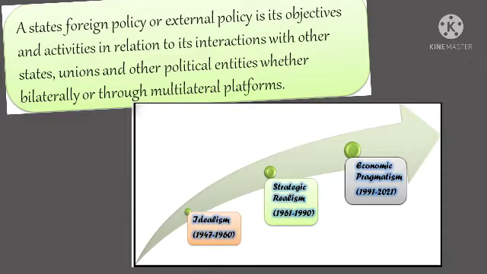Further, specifically talking about India's foreign policy. India's foreign policy has evolved from 1947 to the present date. If we are to divide how our foreign policy evolved from 1947 to 2021, this can be divided basically into three categories, that is idealistic policy from 1947 to 1960. The second comes out to be the strategic realism policy from 1961 to 1990, and the third comes out to be the economic pragmatism from 1991 to 2021.